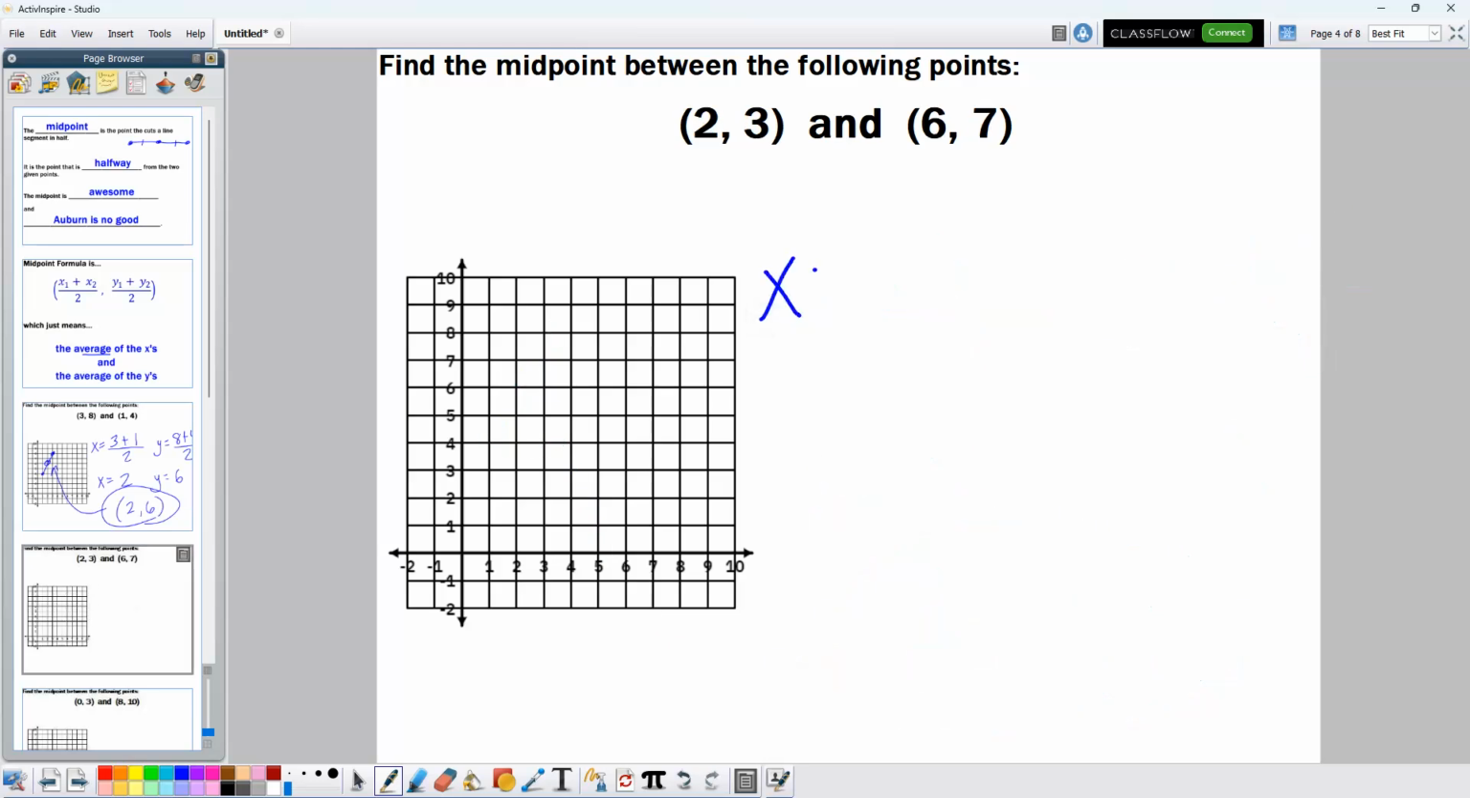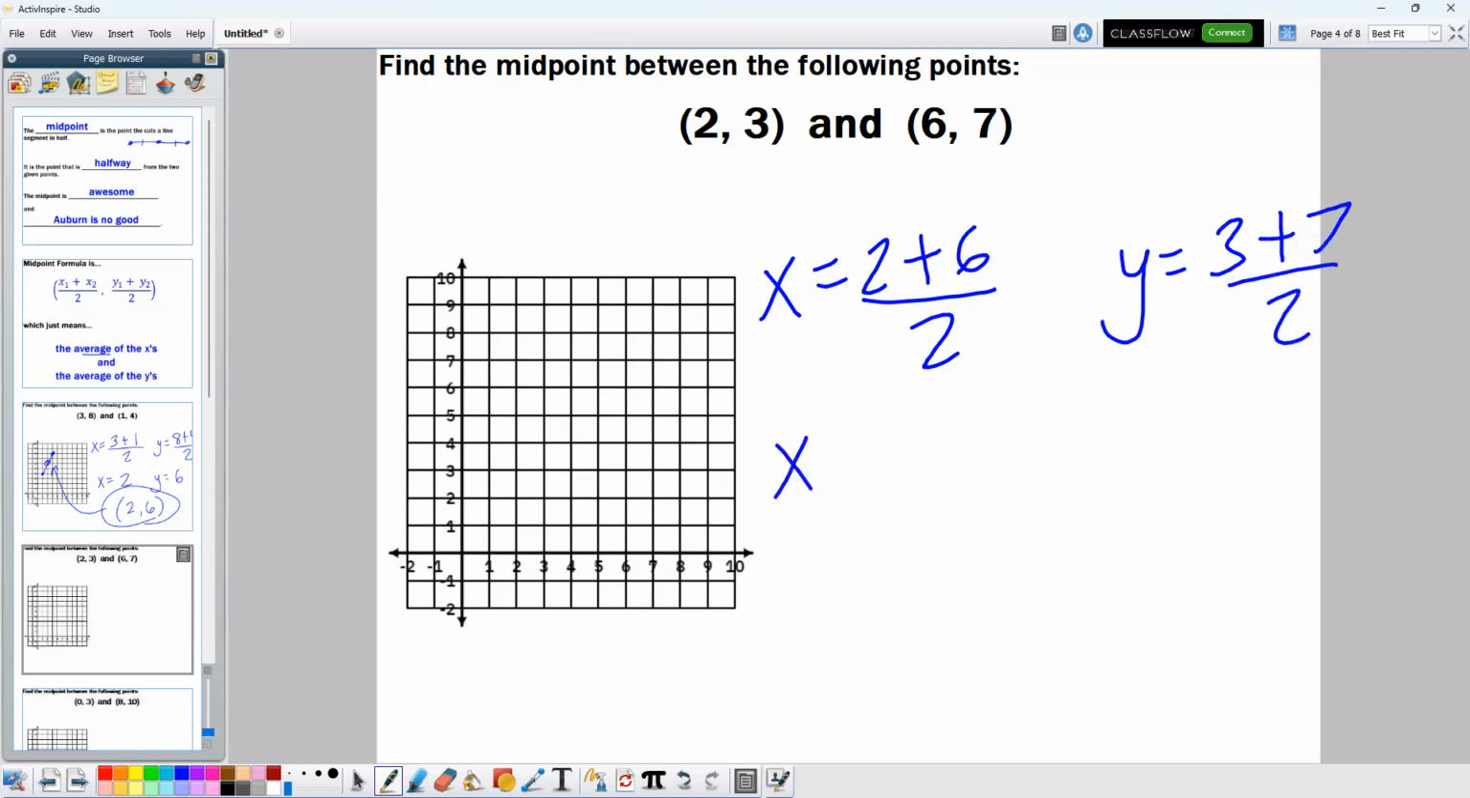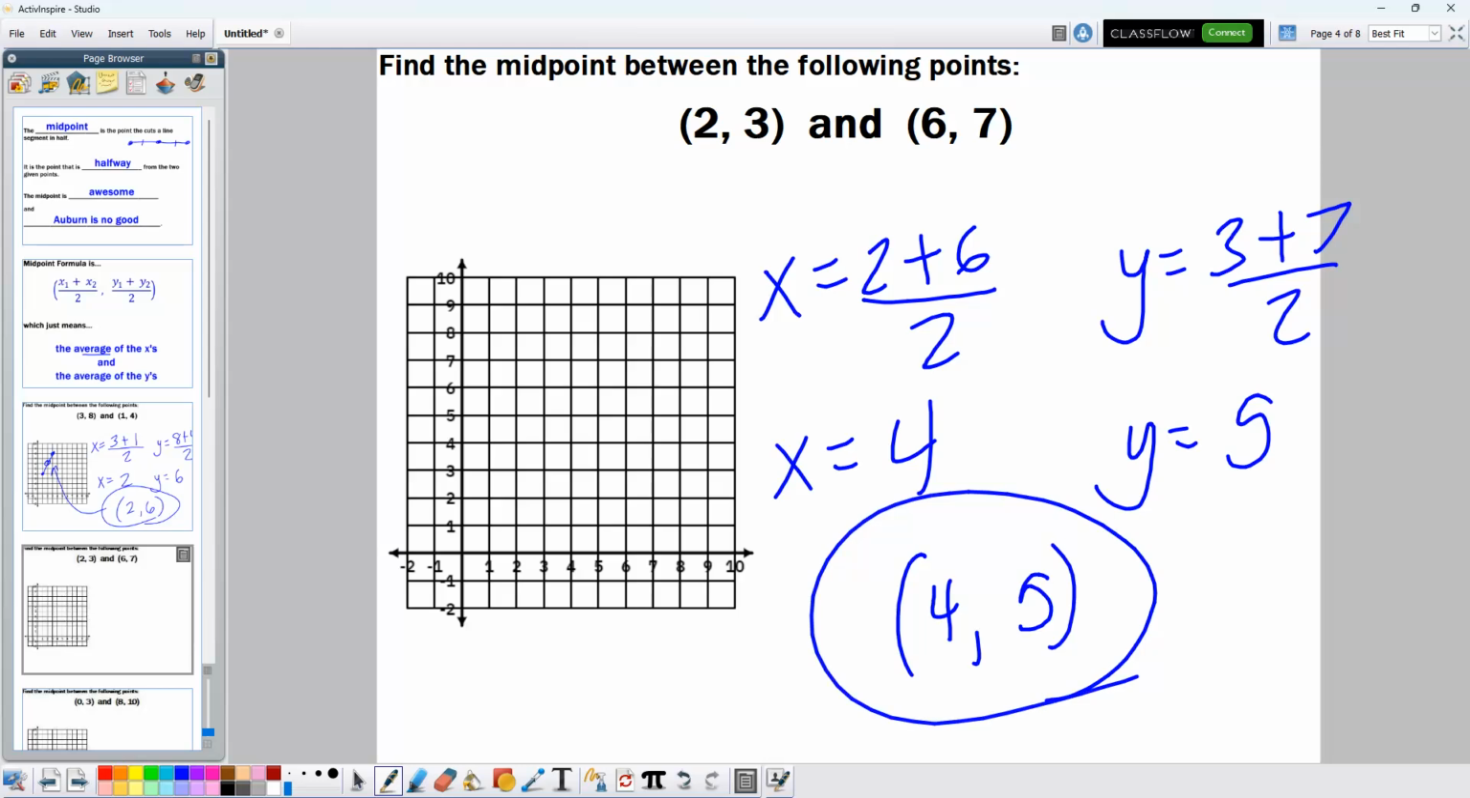All right, so x equals x1 plus x2 over 2, and then y equals y1 plus y2 over 2. If you were to punch all that stuff, 2 plus 6 divided by 2, into your calculator, you would get 4. If you were to punch the stuff on the right side, 3 plus 7, all that divided by 2, you would get 5. So your final answer, the midpoint, would be 4 comma 5. That would be the halfway between that point and that point.